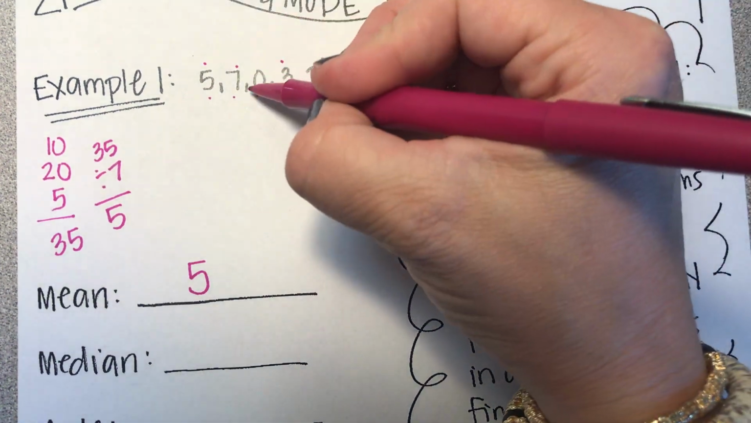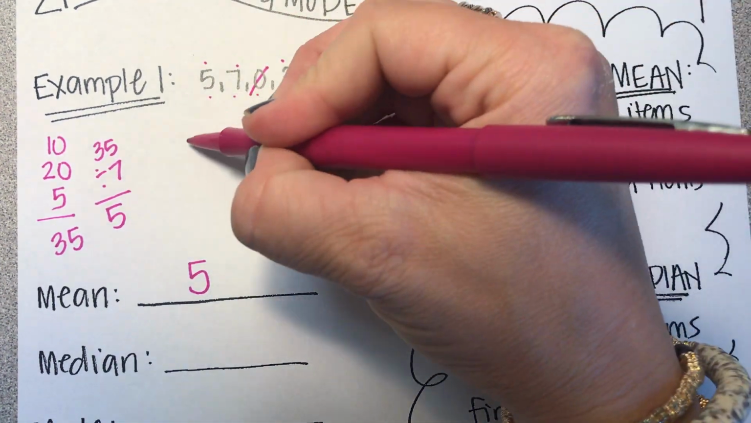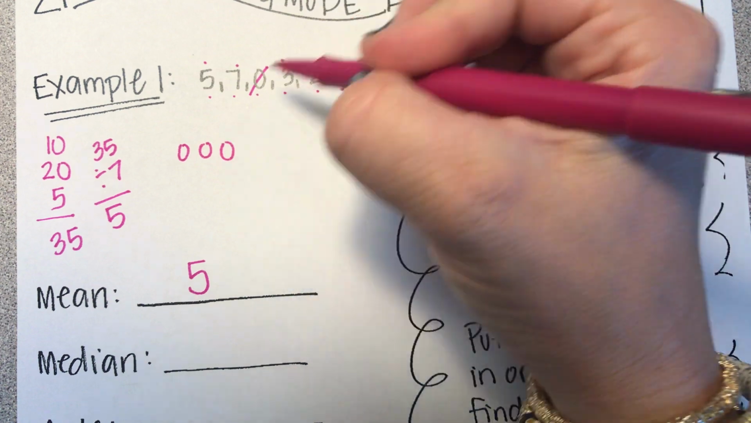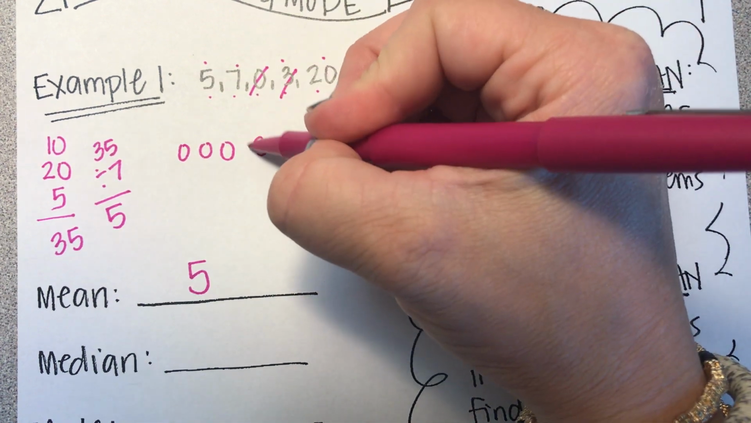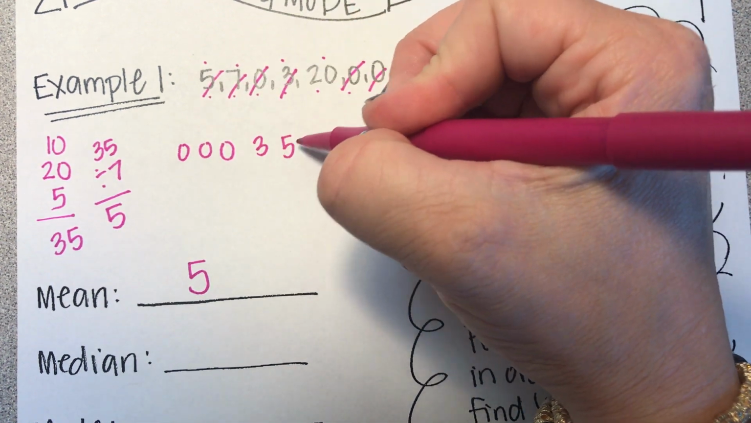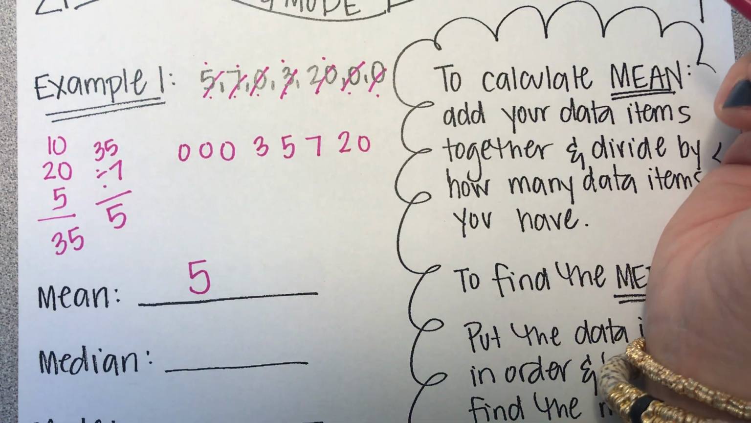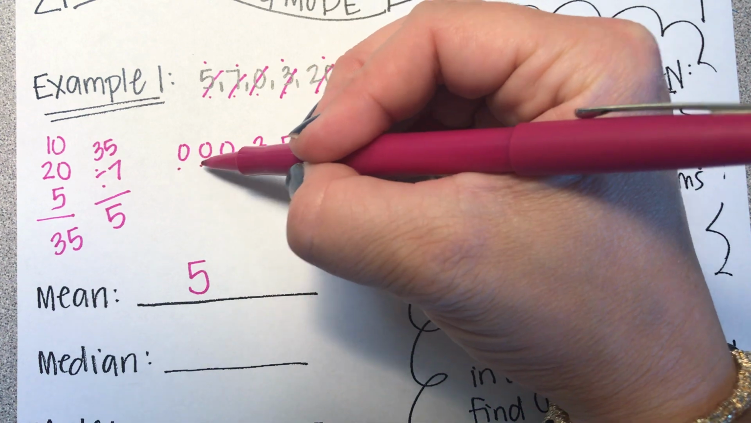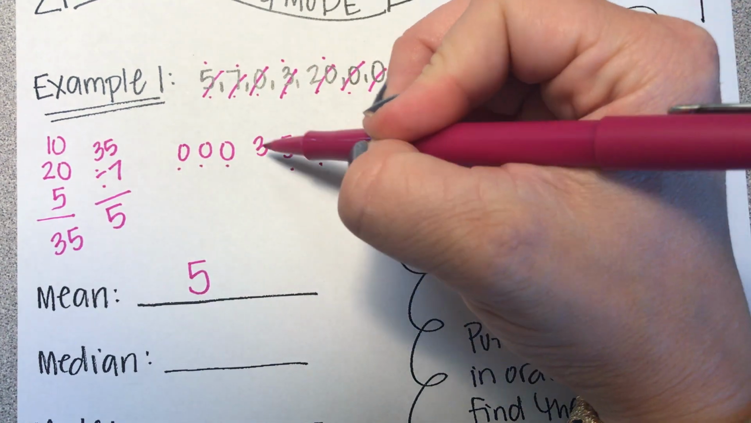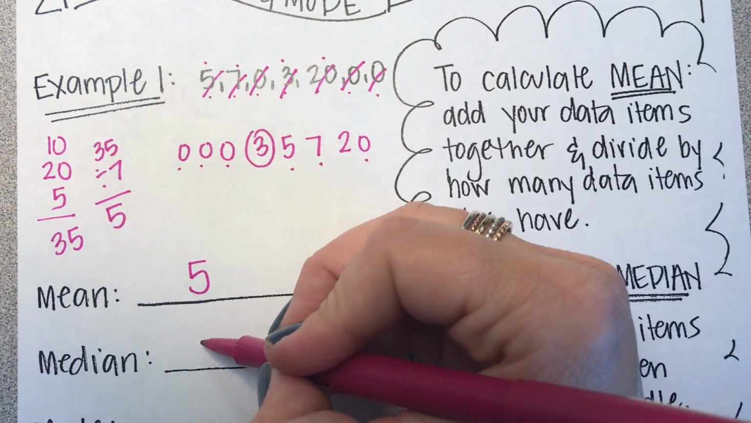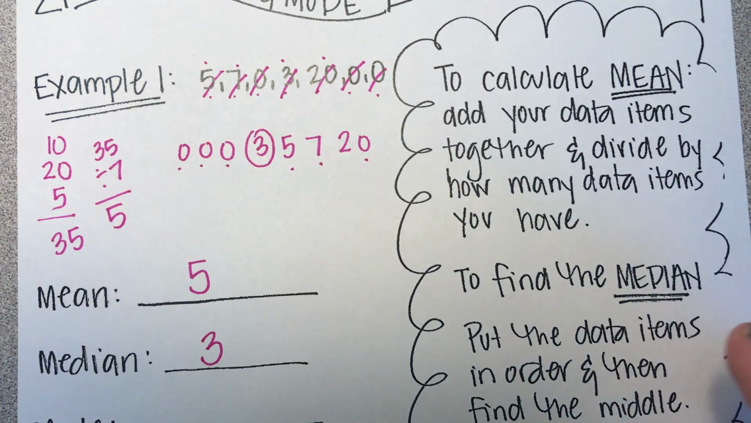Okay, so I have 0, 0, 0, and then 3, 5, 7, and then 20. So I have 7 data items. So 1, 2, 3, 1, 2, 3, 3 is my middle number. So that is my median.